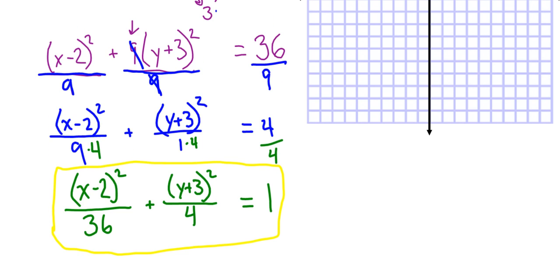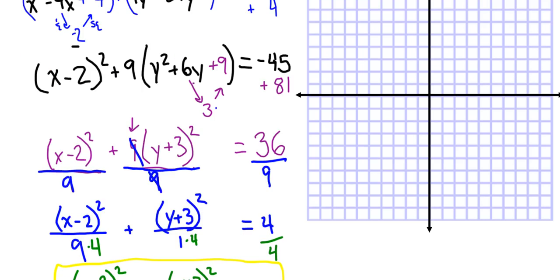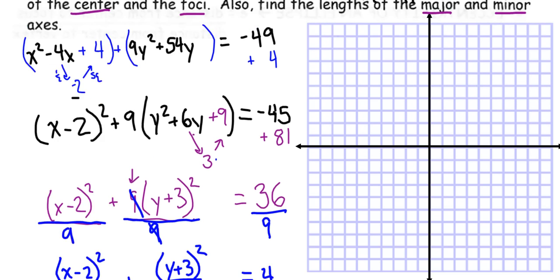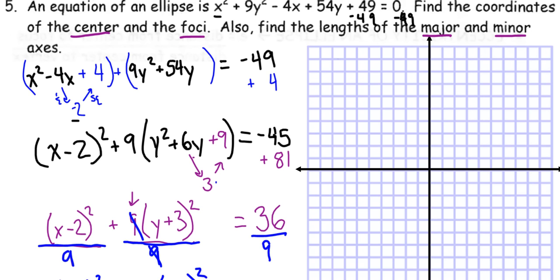Let's go back up and look at our directions. What are we asked to do? Okay, we haven't even started solving this problem yet. We've actually done the hard part first. I think getting it in the center form is the hard part. So now you're asked to find the coordinates of the center, focus, and the lengths of the major and minor axes. So now that we've gotten it in standard form, in your notes, go ahead and solve this problem. We'll talk about it in class tomorrow.